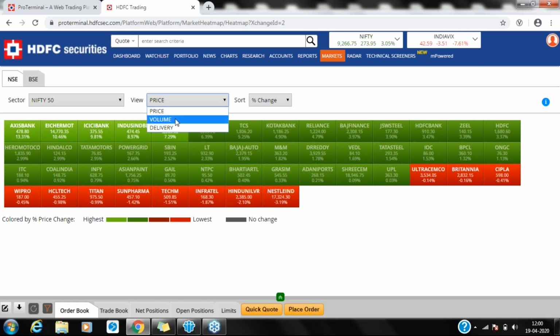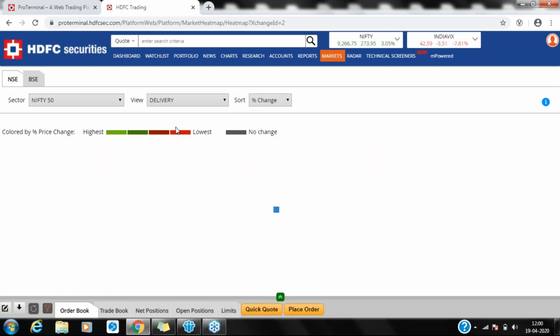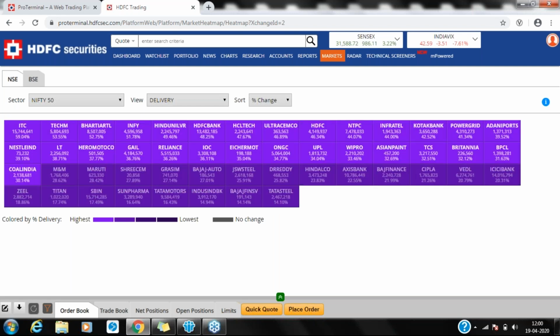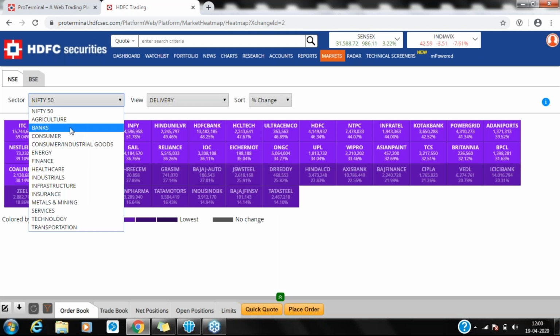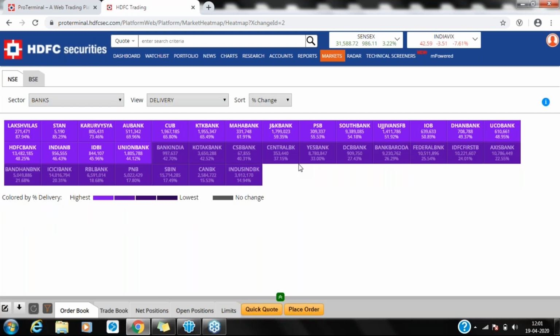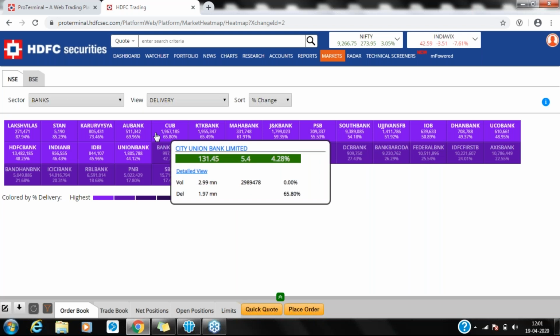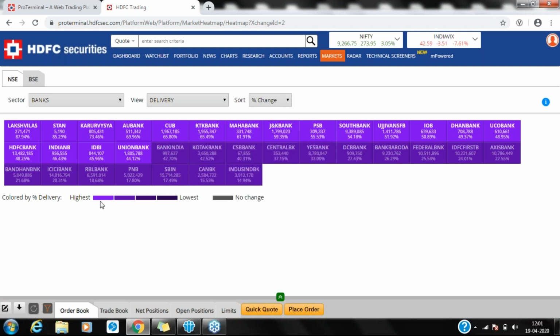So let's suppose I want to go with the delivery. And maybe banks. Now this is quite different from what we have discussed earlier. Now we have selected a delivery view. What this means is, if the stock is showing completely in a light blue color, the delivery holding or the delivery buying has been the highest, and if it's a dark blue color, that means the delivery buying has been the lowest. Okay, so we will show you the example of Nifty 50 only.